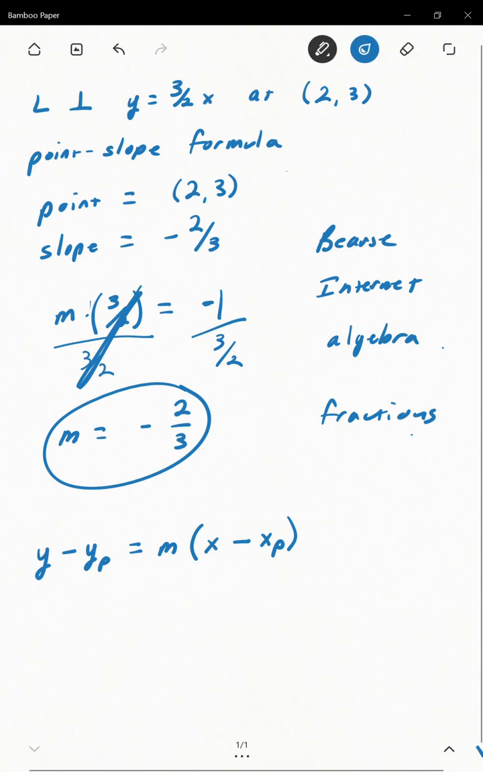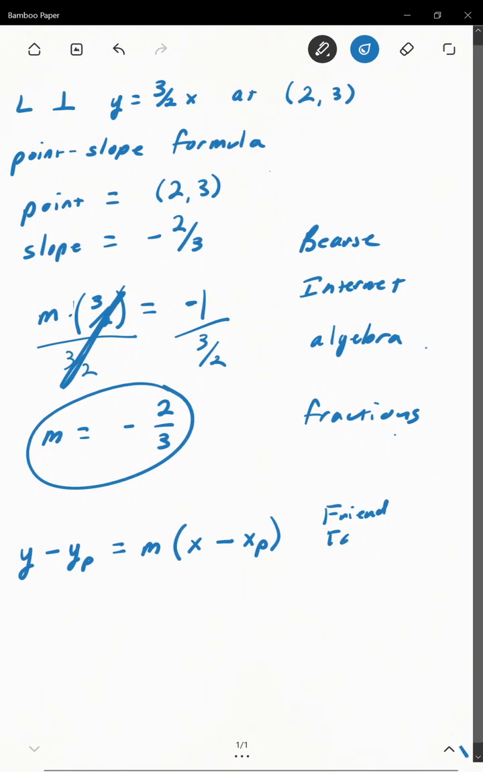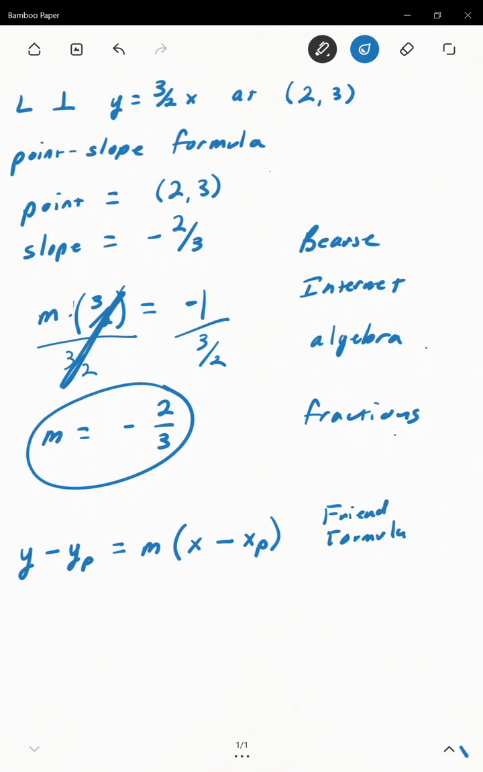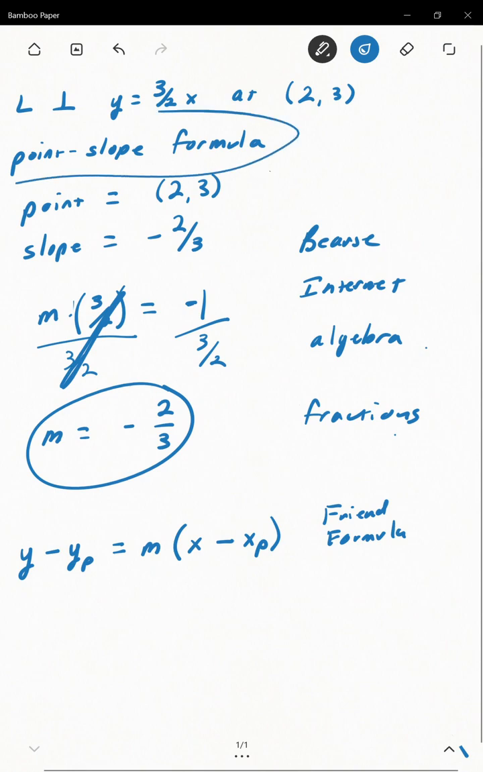So my mother-in-law calls this the friend formula. Its official name is the point slope formula. But she calls it the friend formula because then you can remember how to write it. It is y minus his friend is equal to the slope times x minus his friend. My mother-in-law is a little heteronormative.